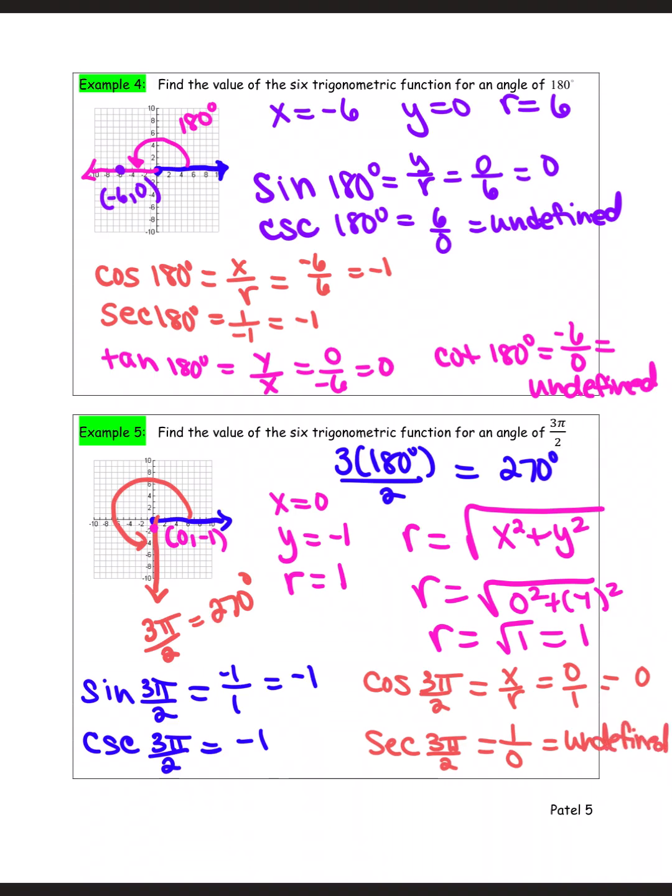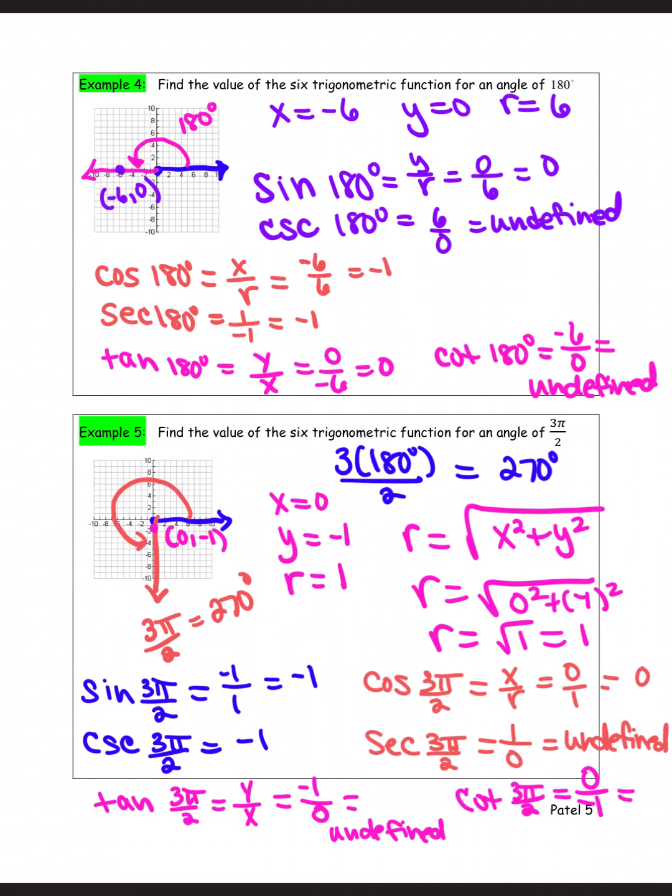Then we have tangent of 3 pi over 2, which is equal to y divided by x. Y is -1, x is 0, so -1 divided by 0 is undefined. And cotangent of 3 pi over 2 is x divided by y, or the reciprocal of tangent of 3 pi over 2, which is 0 over -1, which is 0.